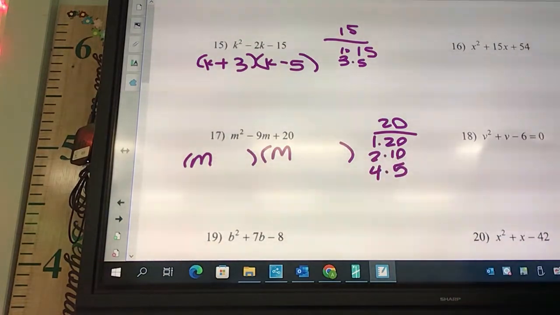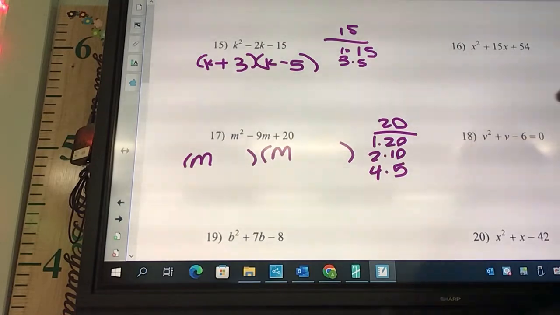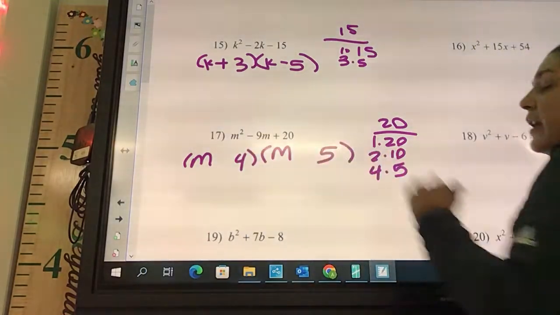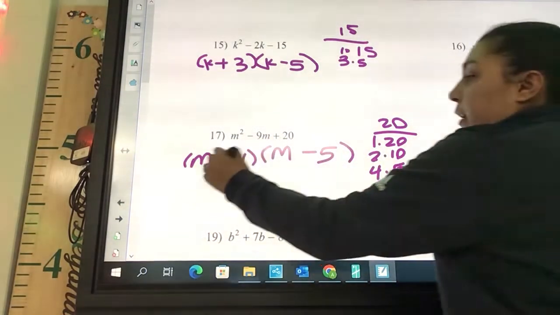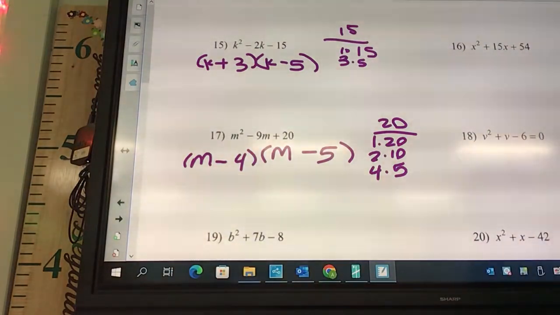Okay, what's going to give me a 9? 4, 5, and I need a negative 9. Minus, minus. Do we stop or keep going? Stop.